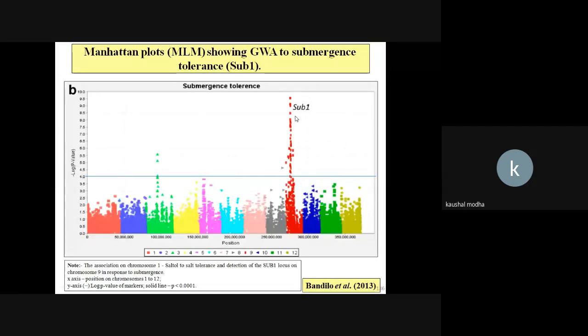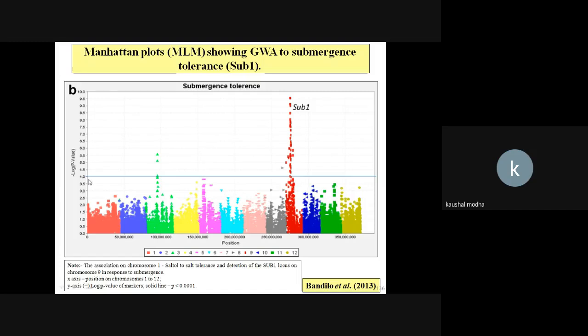So they utilized that parent. So in that population, the sub-1 locus was present. They evaluated all these MAGIC RILs for submergence tolerance, a particular phenotypic screening method, and they genotyped these RILs with SNPs. So these colors represent the chromosomes from 1 to 12, because we are talking about rice. These are the log P values, as I mentioned yesterday.